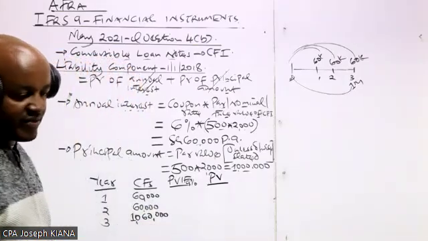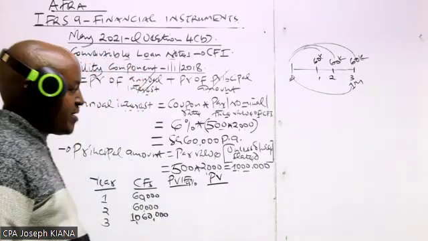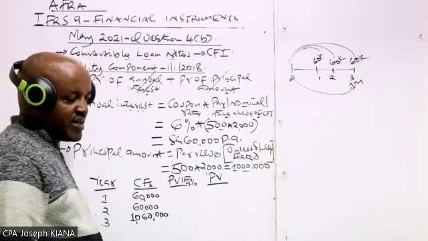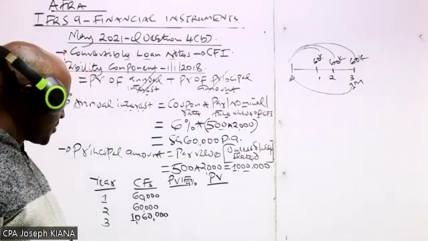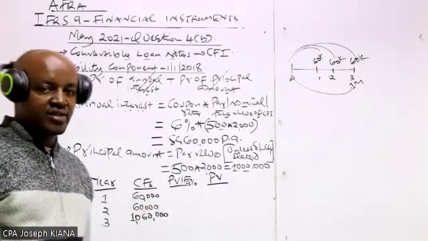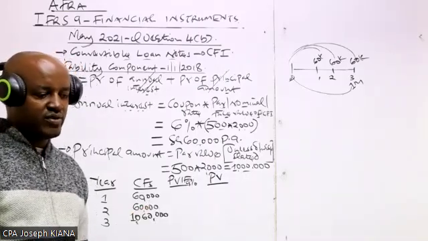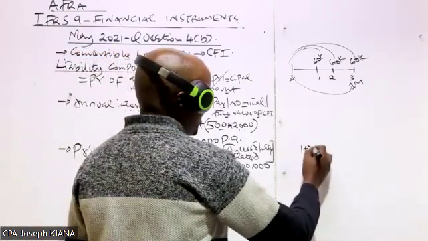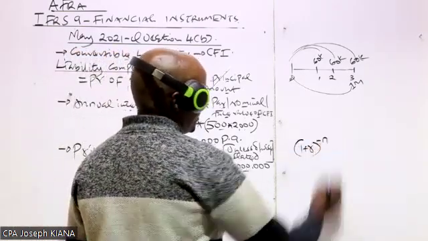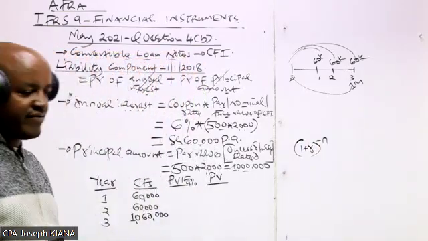You have now to remember the formula, because in the financial reporting paper, the examiner will not give you those tables for getting the present value interest factors. You'll not be given those tables. You have to remember the formula. So the formula for getting this is 1 plus R raised to power negative N.